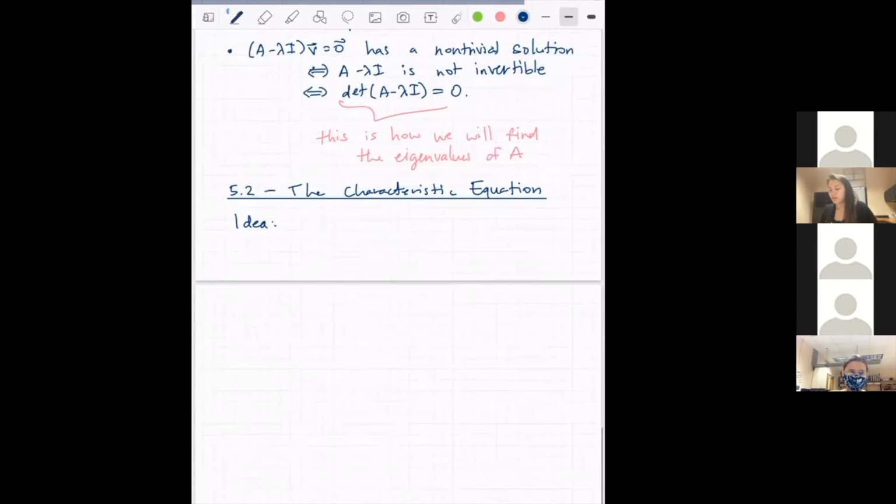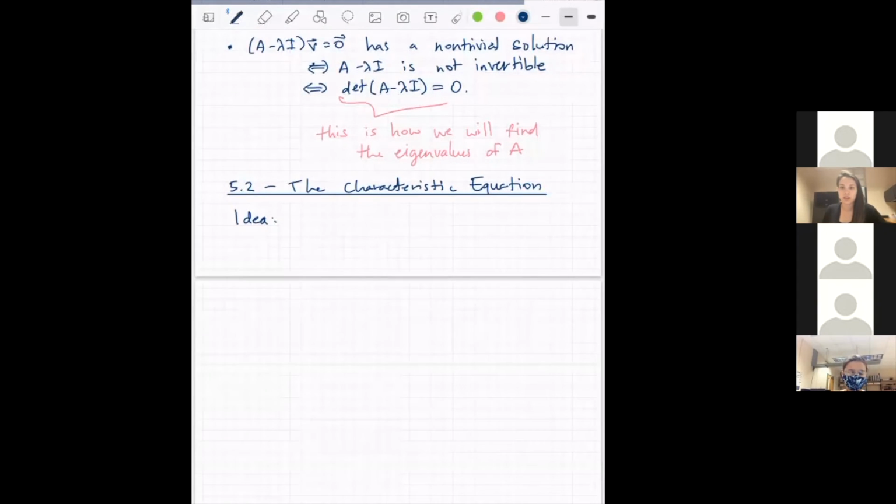Yeah, so non-trivial solution. It's sort of the opposite statements for each of the equivalent conditions in the invertible matrix theorem. So remember, everything that we listed was equivalent to a matrix being invertible. And so now we're talking about this not being invertible. So that means that this has a non-trivial solution, that the determinant is equal to 0, and all of those sort of opposite statements that we had.